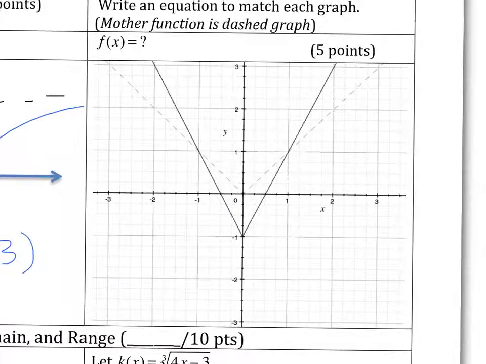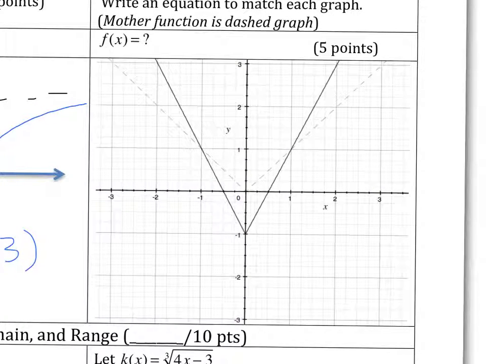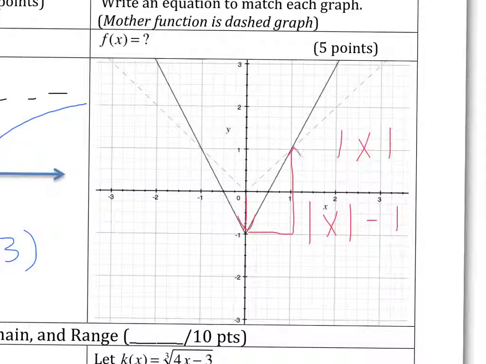Our next problem is based on writing the equation for this function based on this graph. The general function there is an absolute value of x. It looks to me like it's been moved down 1, so that would make that absolute value of x minus 1, and here we have a slope of 2 over 1. That would make that y equals 2 absolute value of x minus 1.